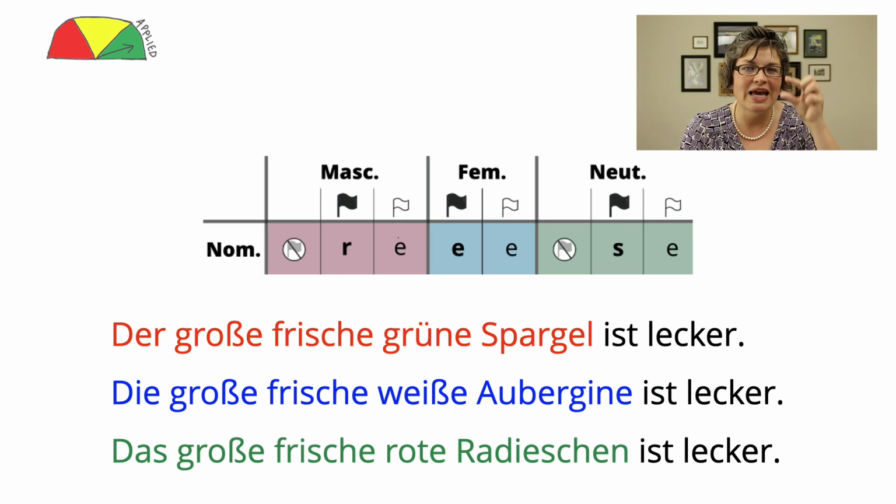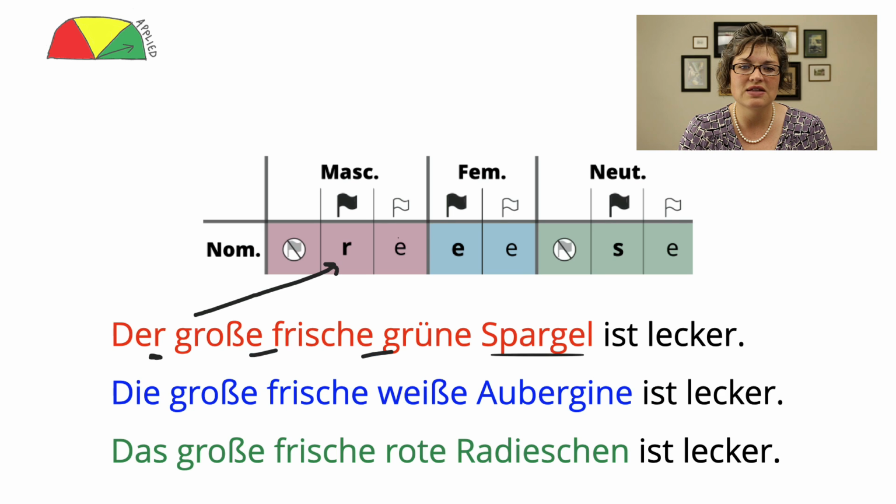Okay, so now taking that portion of the chart and our three big sentences, with our large nominative slots because we have all of these adjectives, see if you can line up what's happening with the information in the chart. Okay, starting with Spargel, we have an R declension, which lines up right here. And then we have all of these E declensions, which all line up right there.